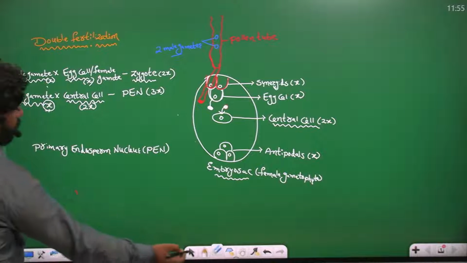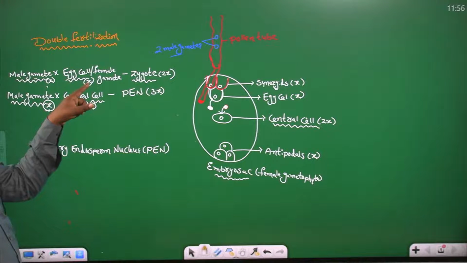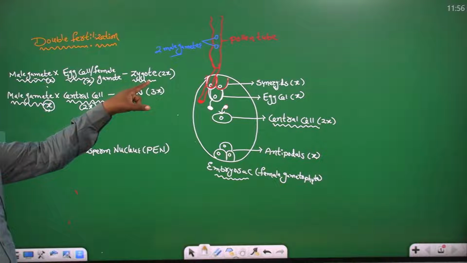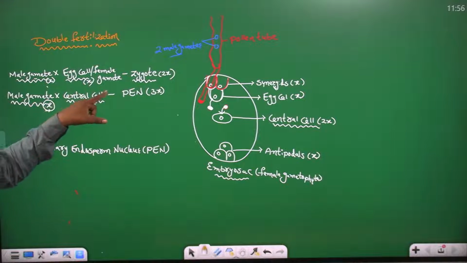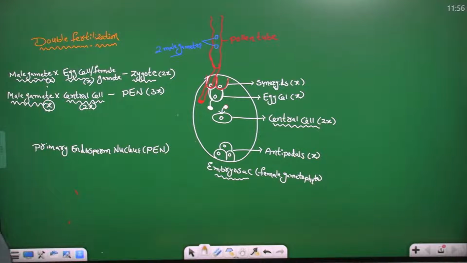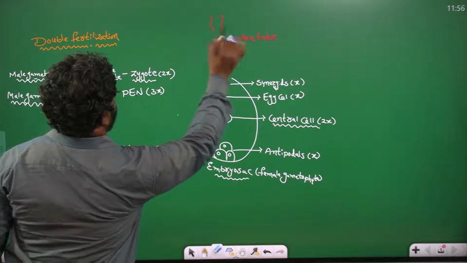Okay? So a haploid male gamete fertilized with a haploid egg cell forms a diploid zygote. The second haploid male gamete fertilized with a diploid central cell forms the triploid primary endosperm nucleus, PEN. See, listen carefully.